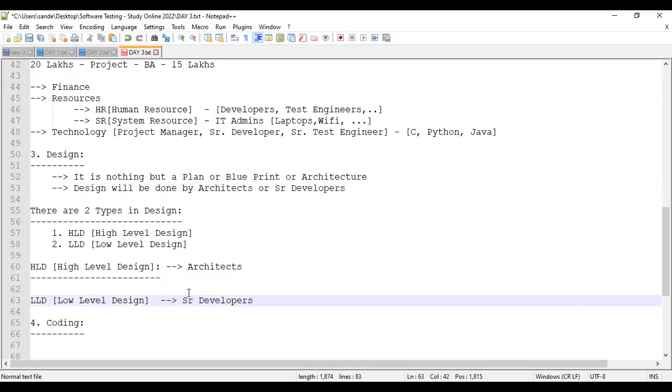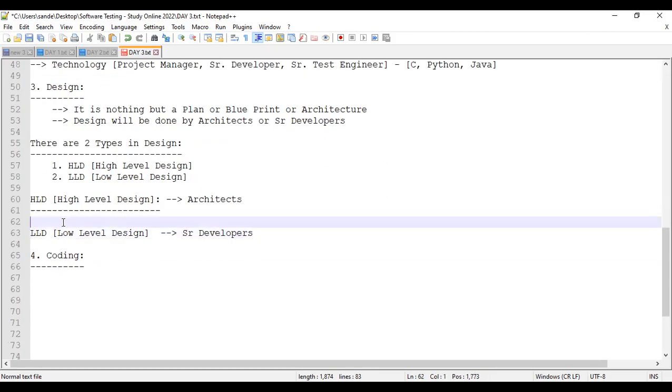Sir, why always senior developers? Why can't it be junior developers? Because you are still junior. You're not eligible to perform design and all. You wait for your turn. After a couple of years, they will also make you a senior developer. Then you can do all these things. Is that clear?